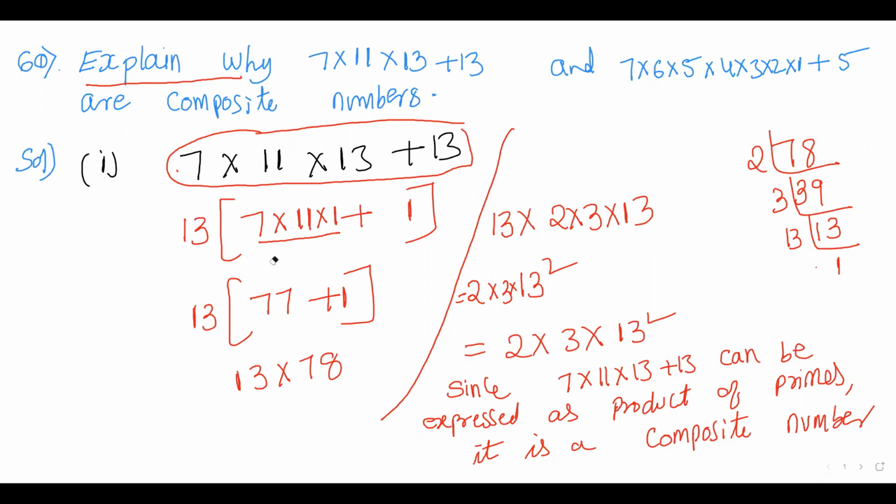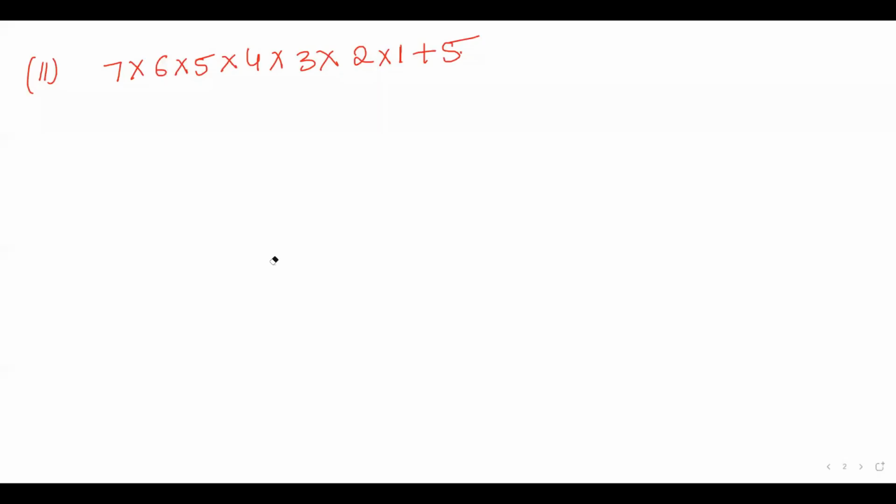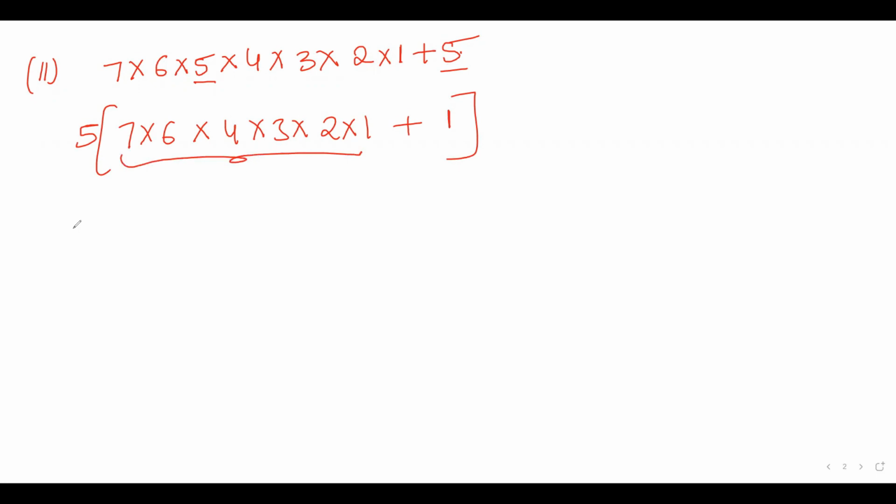Yes. Now this is the given number. Let us take 5 as common from this number. When I take 5 as common, 7, 6, 4, 3, 2, 1 and 1 will remain. What is the product of these numbers? Can anyone tell? 1008.